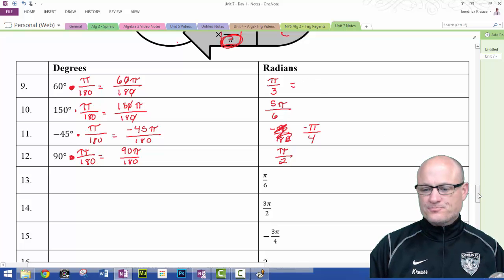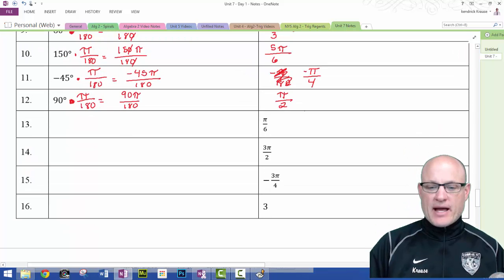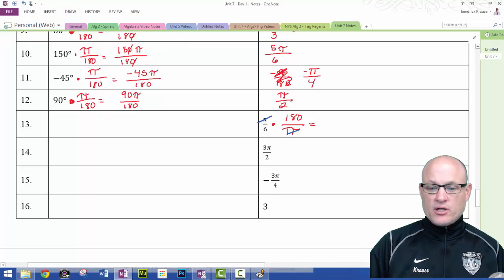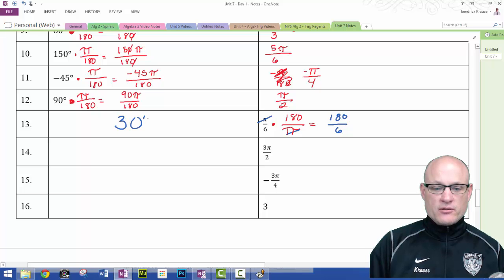Not a big deal. Now we're going to convert backwards. If we have pi and I want to turn it to degrees, all I'm going to do is multiply by the reciprocal. I want pi down here now in order to get rid of it. And I'll put the 180 up on top. So in this case, the pi's will go, and I end up with 180 divided by 6. Well, I know that's going to be 30 degrees.